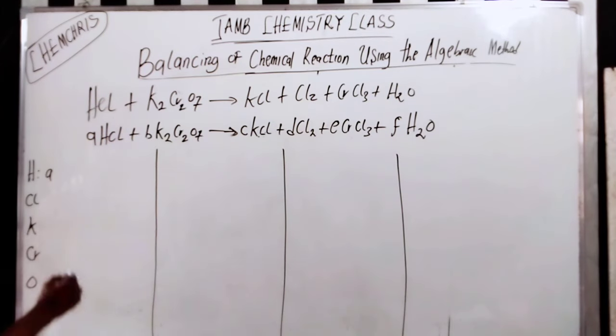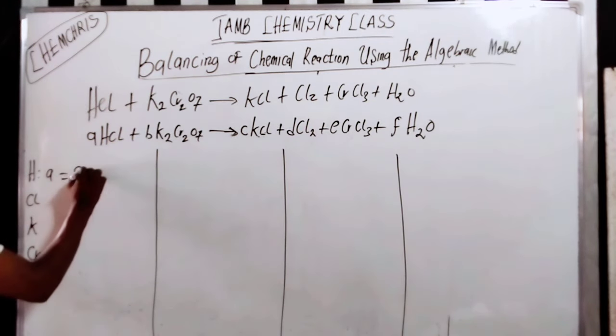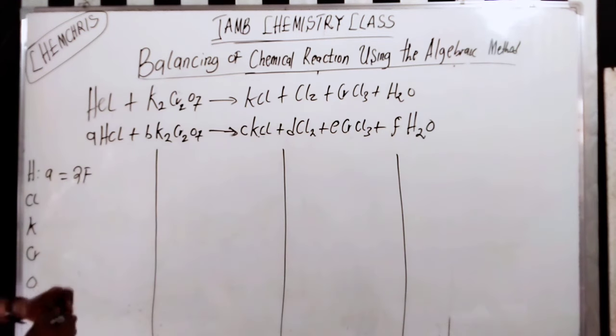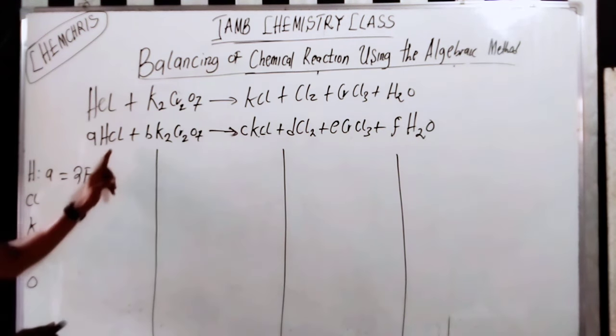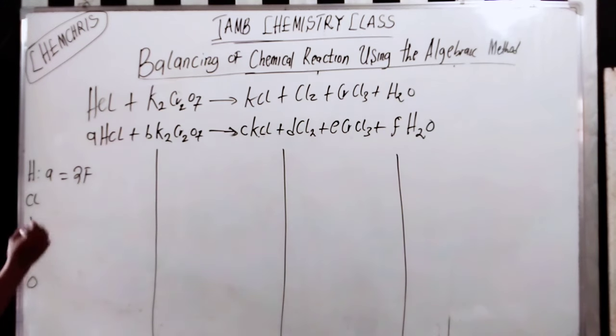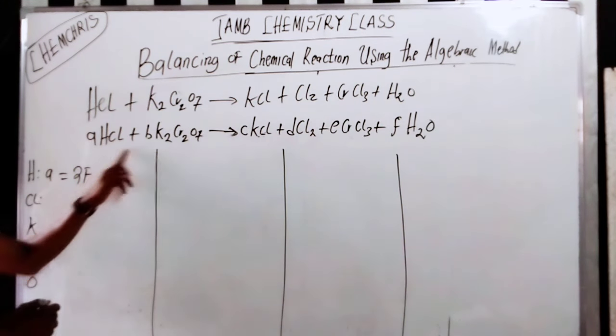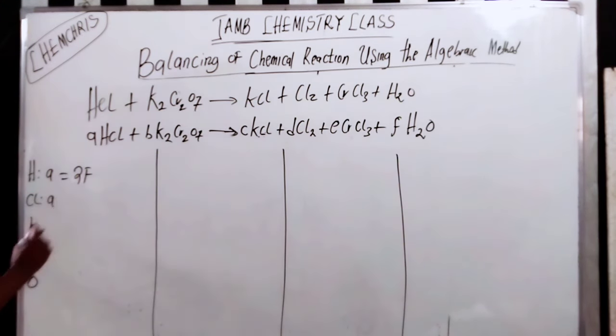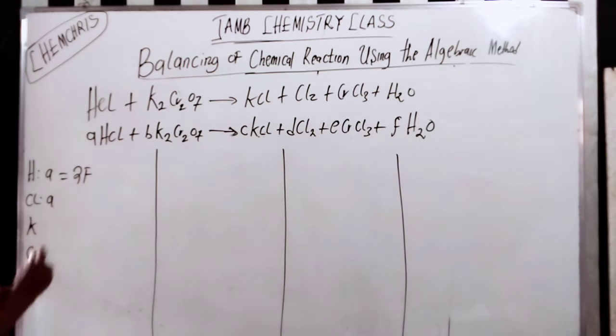We don't have hydrogen. So here we got what? Equals what? 2F. Can you see that? Now look at chlorine. How many chlorine do we have here? On the right hand side, we have 1 chlorine. 1 times A is what? It's A. Right? We don't have chlorine here, so it's going to be equals 2.